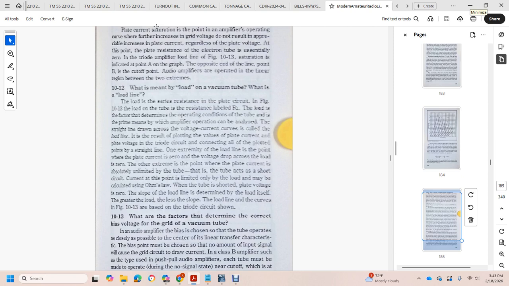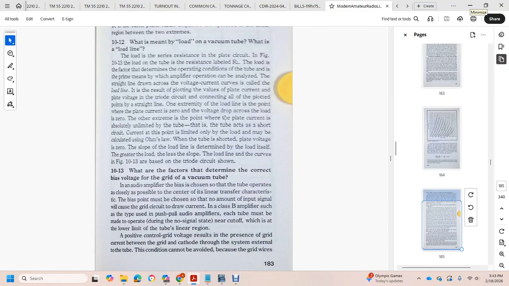The tube axis shows the circuit current at the point of load limit, which may be calculated using Ohm's law with the plate voltage at 0. The slope of the load line is determined by the load itself. The greater the load, the less the slope of the load line. Figure 10-13 is based on the triode circuit shown.